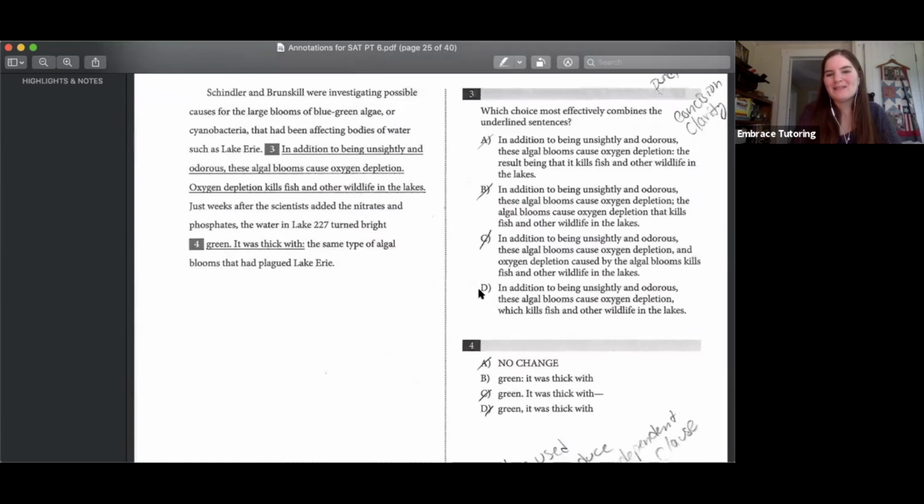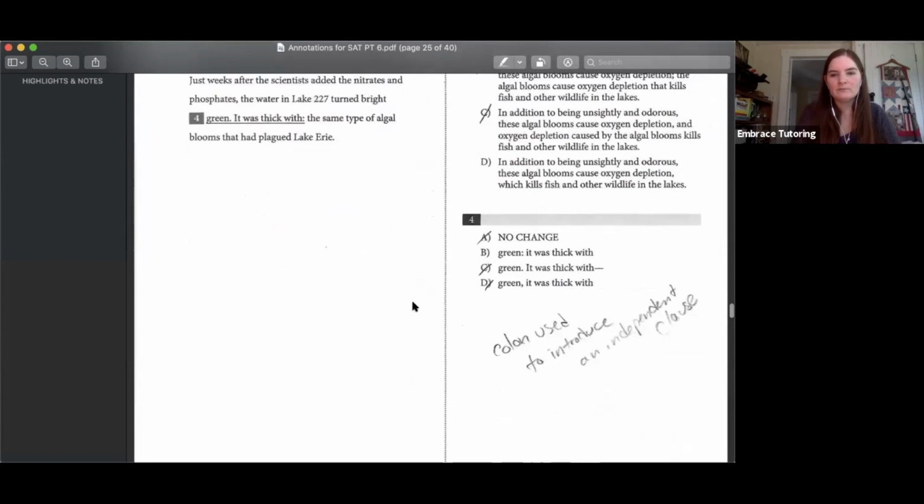Okay. Choice D ends up being the right one. In addition to being unsightly and odorous, these algal blooms cause oxygen depletion, which kills fish and other wildlife in the lakes. So this is providing additional information about why oxygen depletion is bad, and why these algal blooms are bad, in addition to them being unsightly and odorous. So D is the most appropriate answer choice. Does that make sense? Any questions on that?